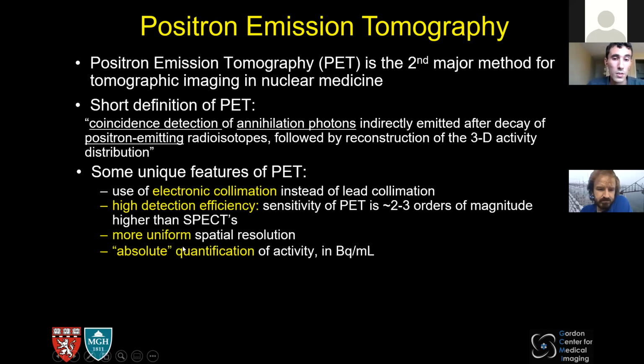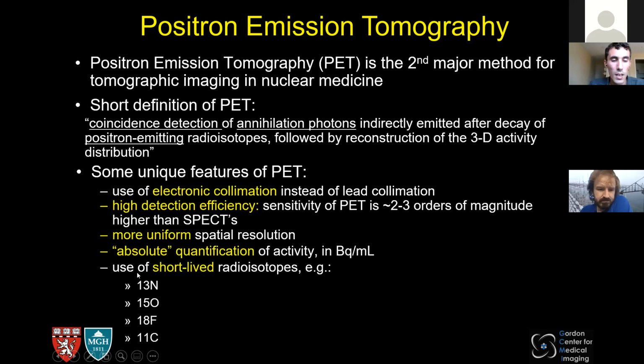Another very important feature of PET is that it provides absolute quantification of activity, okay? If you are looking at a PET image, the actual values of the pixels contain an estimate of the concentration of activity in that pixel, in becquerel per milliliter of tissue. And that is a pretty accurate measurement, actually. That is much more difficult to do in SPECT for a number of reasons, one of the principal ones being the difficulty of doing attenuation correction in SPECT, I believe. So that is really important. PET is really quantitative.